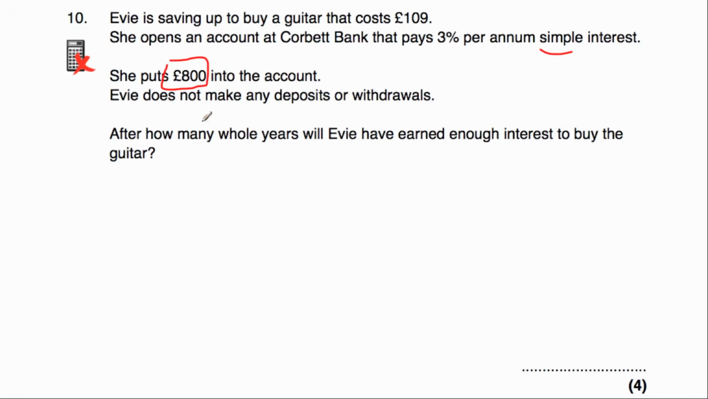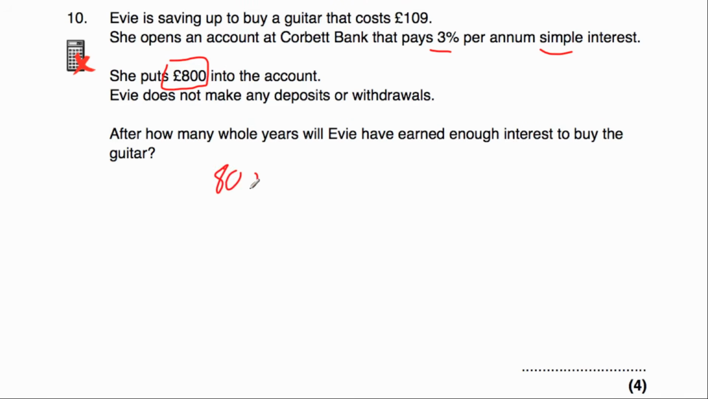So she leaves that money in the account. After how many whole years will Evie have earned enough interest to buy the guitar? So we know that the money's been invested at 3% simple interest. So if we work out 3% of the initial amount of money invested, the £800, that'll tell us how much interest she earns every single year.